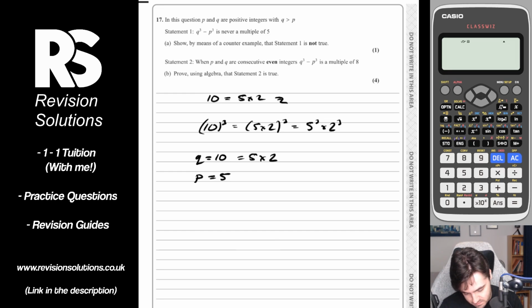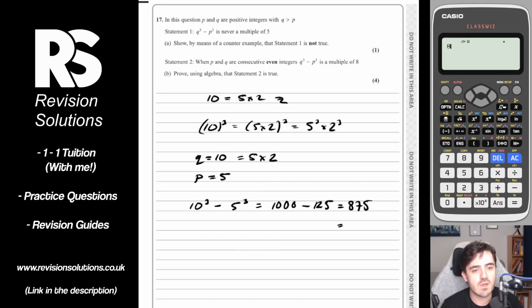Then to demonstrate the statement's not true, we take 10 cubed and take away 5 cubed. What is that? Well, it's 1,000 take away 125, which is 875, which is still a multiple of 5. And just to demonstrate, we can write it as a multiple of 5. What's 875 divided by 5? It's 175, so 875 is 175 times 5. So it's definitely a multiple of 5.